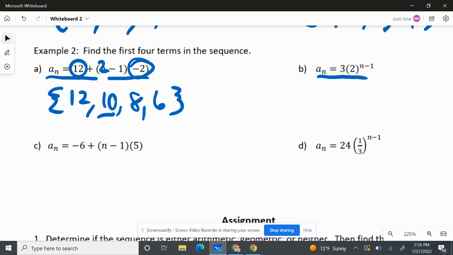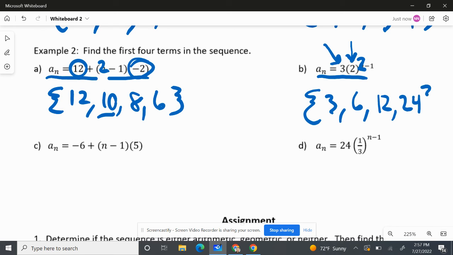Now letter B, in the same way, our first term, if we plug in a 1, 1 minus 1 is 0. Anything to the 0 is 1, times 3 is 3. Or you could recognize that that is your first term. If we plug in a 2, 2 minus 1 is 1. 2 to the 1 is 2, times 3 is 6. So notice that we're multiplying by 2, or you might have noticed that our common ratio is 2. So then what we have is 12 and 24.